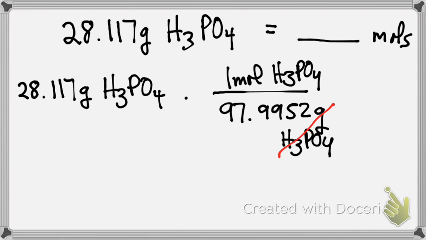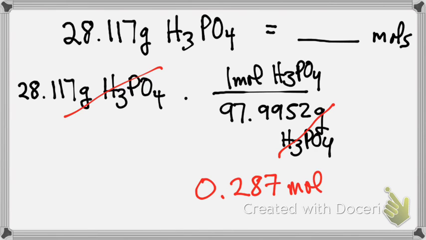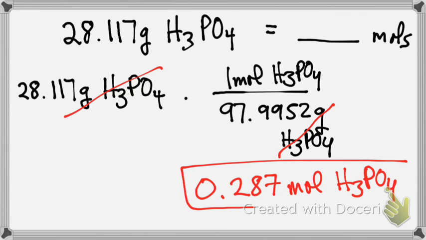And grams of phosphoric acid cancel. And then when I simplify my expression, I have 28.117 divided by 97.9952. That's 0.287 moles of phosphoric acid, which is the final answer.